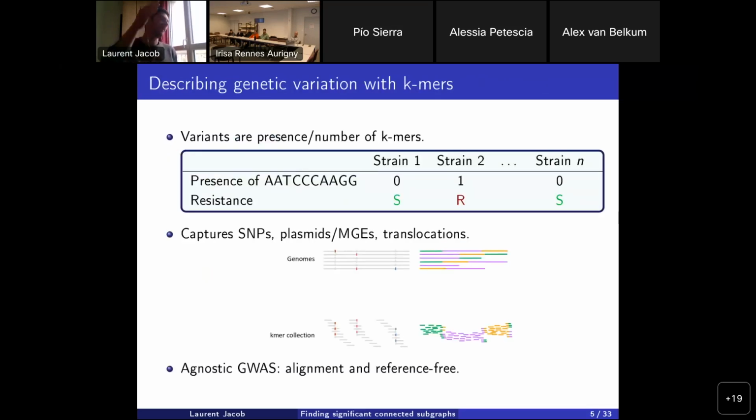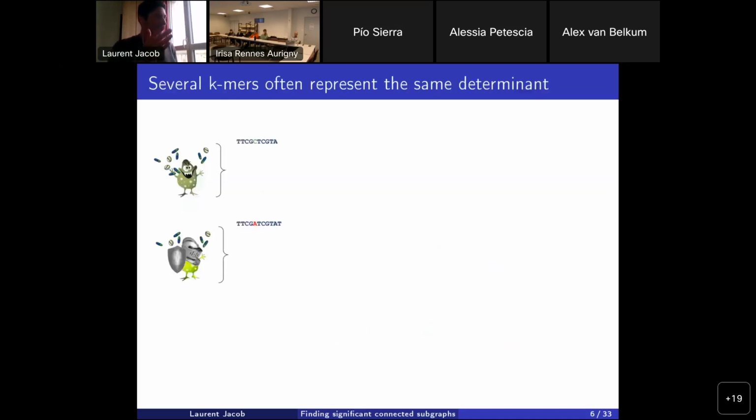That's how we started working on that. People told us, yes, that works in the sense that you can run it, and then you get a list of thousands of k-mers, and the hard work starts at this point. So some intuition on why it's hard to interpret: part of it is that you get a lot of redundancy, because several k-mers will often represent the same determinant.